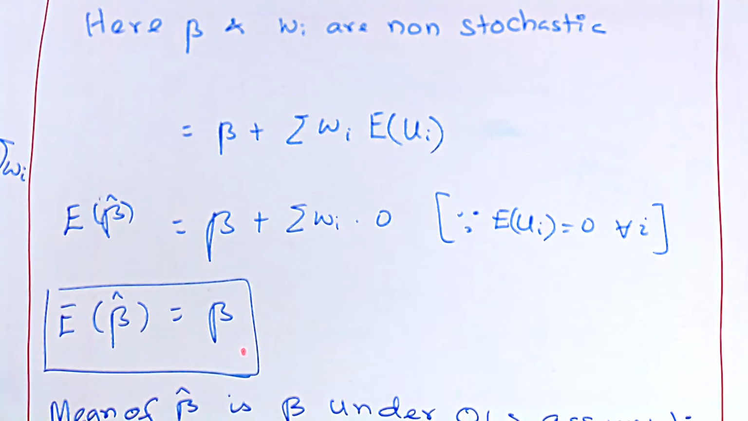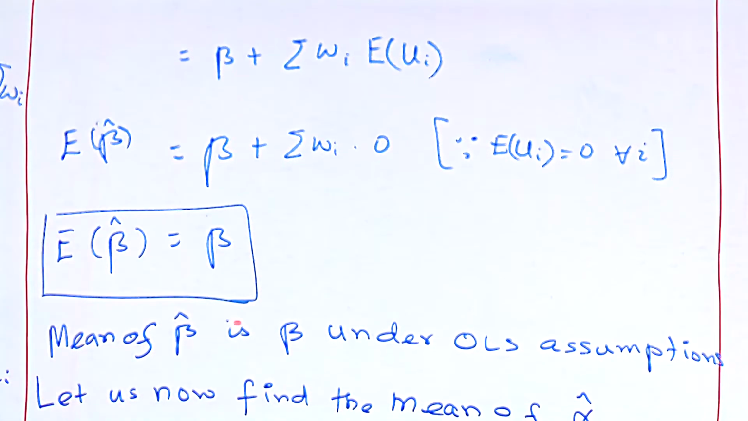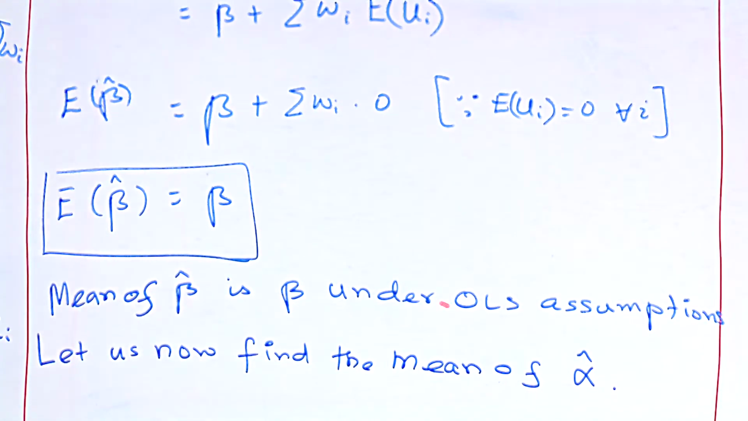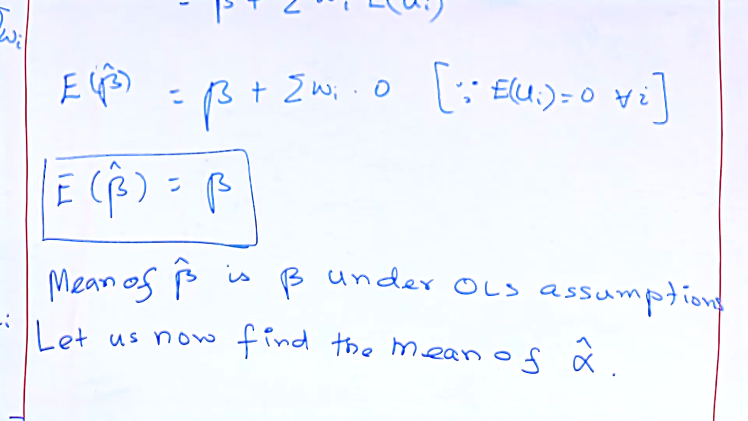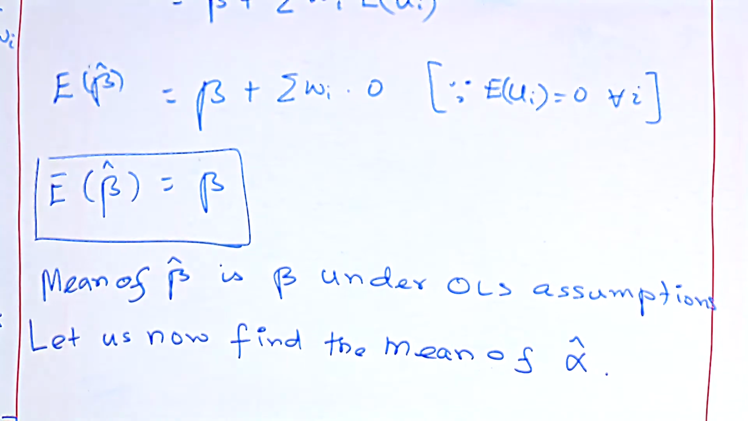This is an important result we derive. That means the mean of beta hat is beta under OLS assumptions. So the average or mean of beta hat in the sampling distribution is beta.